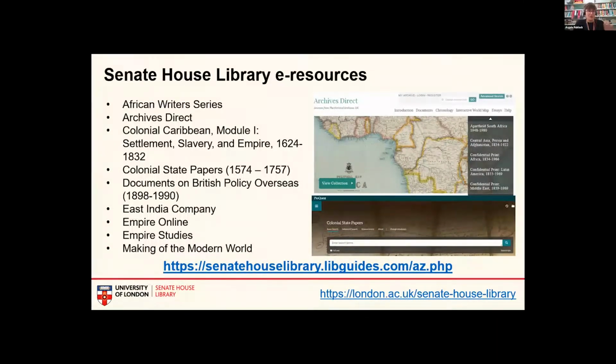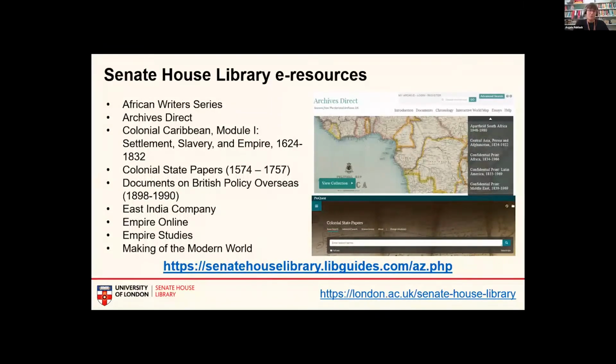On this slide, I've given you a few examples of the types of resources that we have that relate to the British Empire and the Commonwealth, but just to go through a few of these, we have the African Writers series. This is a resource that includes key texts of modern African literature, which was published by Heinemann over the course of 40 years. We have the digitized colonial state papers covering the period 1574 to 1757. This is a particularly popular resource for researchers because it has a lot of documents that are handwritten and also bibliographic documents on British colonial relations in the Americas, the Caribbean, and the Atlantic world more broadly.